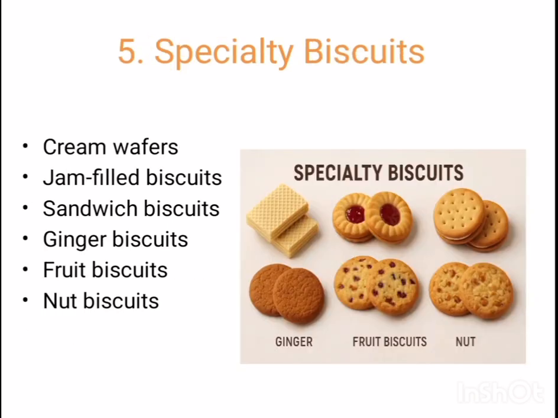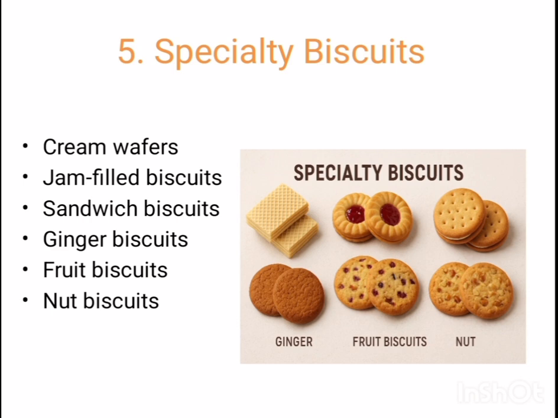Next are specialty biscuits, which means special ingredients are used in the biscuits according to the consumers' or customers' demands. So basically, there are different types of special biscuits available in the market. First is a cream wafer, which means cream is filled in thin layers of biscuits, with a small amount of cream filled in layers between 2 to 3 gaps of biscuits, which is thin and crispy in texture. That's why this biscuit is called a cream wafer, and it is also used for baking decoration purposes.